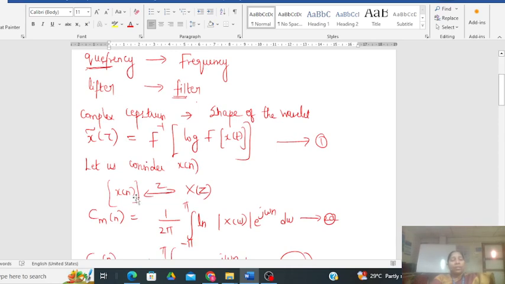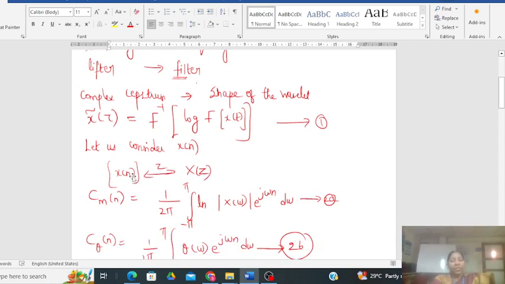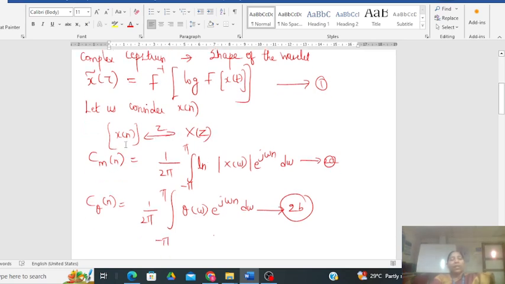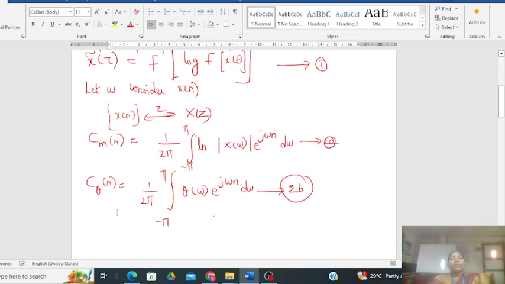Now, to analyze in detail, let us consider x of n. When you take the z transform, you get x of z. Then in the case of the magnitude function, Cm of n is nothing but 1 by 2 pi, integral from minus pi to pi, ln of modulus of x of z, e power j omega n, d omega. In the case of the phase angle, it is given by 1 by 2 pi, integral from minus pi to pi, theta of omega, e power j omega n, d omega.